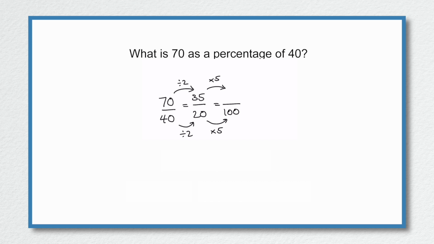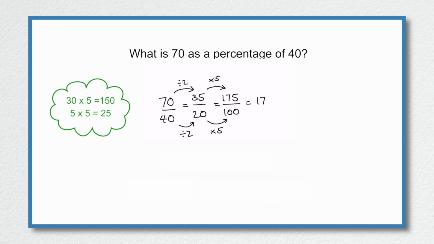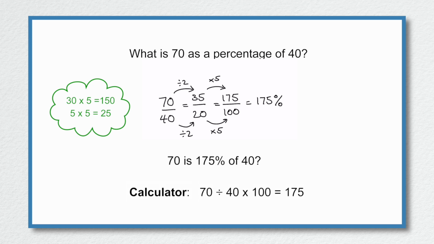Now 35 multiplied by 5 might sound very complicated, but this is how I calculate it in my head. I know that I've got 30 multiplied by 5, which is equal to 150. I'm then going to add 5 multiplied by 5, which is 25. So 150 add 25 is 175. So I end up with 175 over 100, and that is 175%. Now, if I was doing this problem on a calculator, I would type in 70 divided by 40, which gives us a decimal equivalent of 1.75.